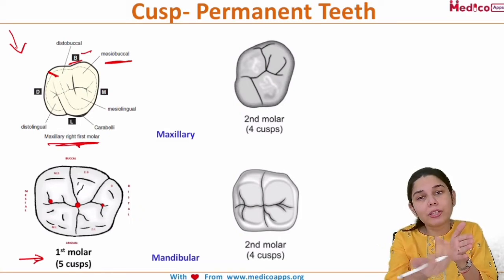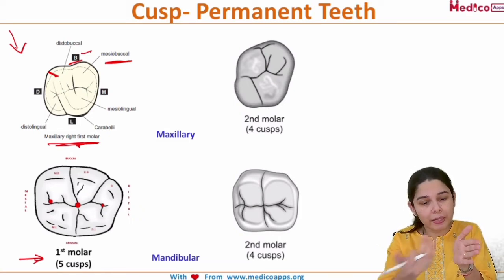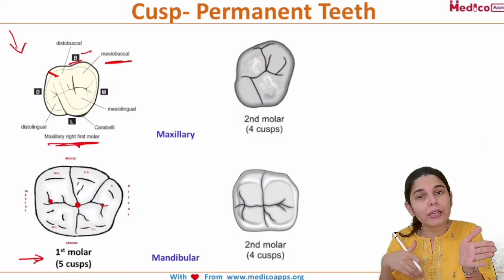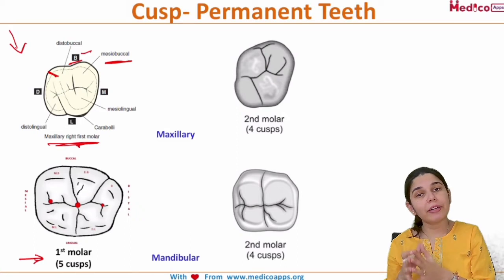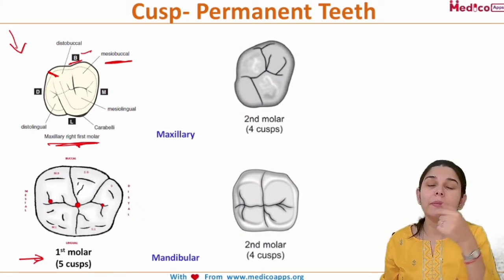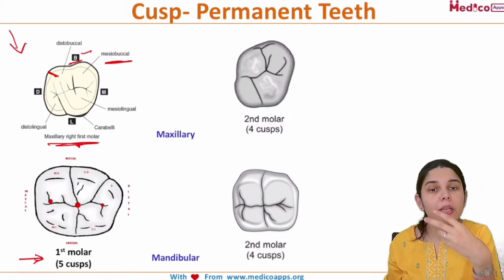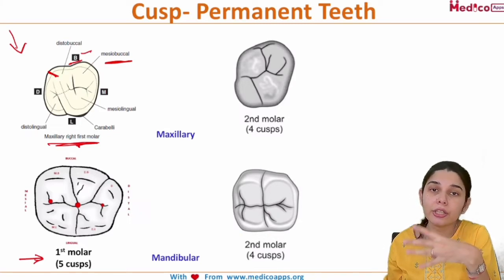That means towards the mesial surface it is mesiopalatal, and towards the distopalatal it is the distopalatal cusp. Now, I hope you have understood about these four cusps: the mesiobuccal, the distobuccal, the mesiopalatal, and the distopalatal.